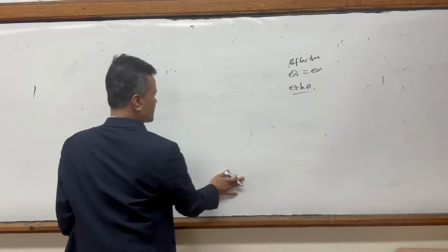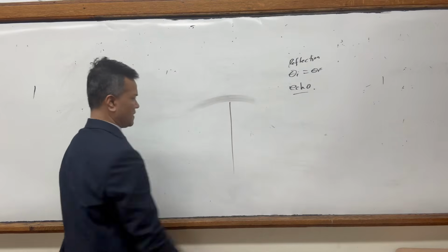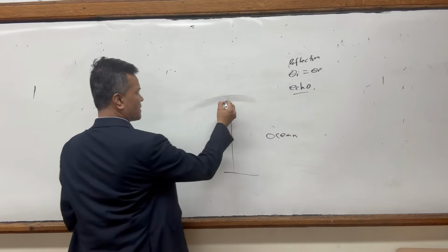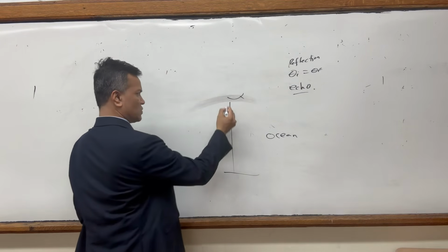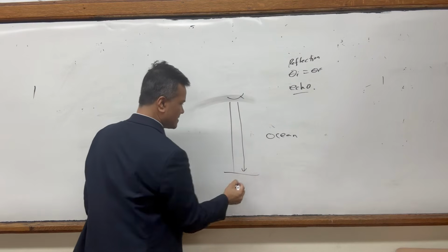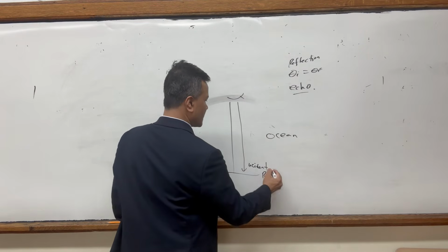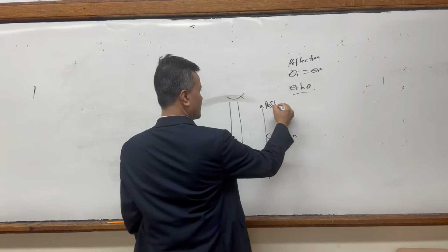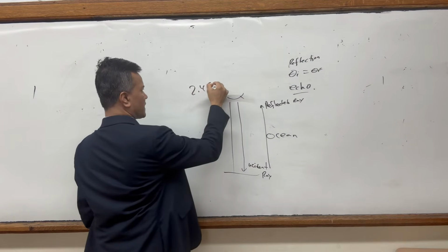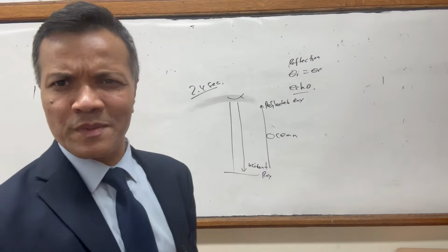Now let's see, sonar signal. Let's say this is the ocean, and this is a boat. You send a sonar signal. This is the incident ray, and this is the reflected ray. It takes 2.4 seconds for the sonar signal to return. What would be the depth of the ocean?